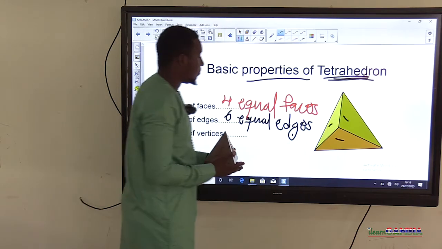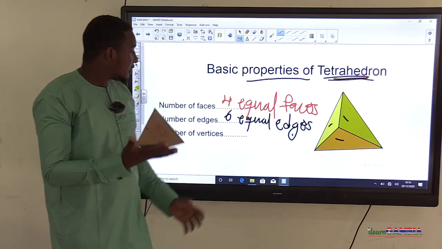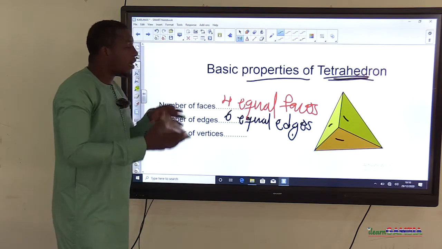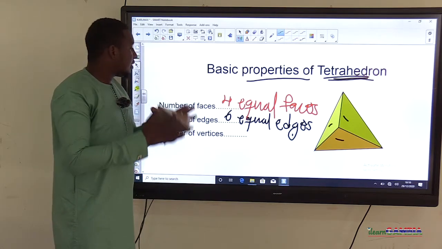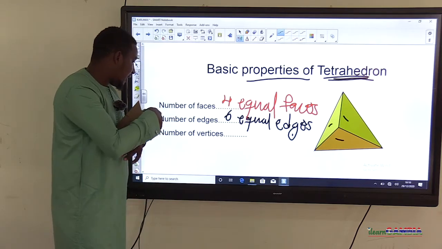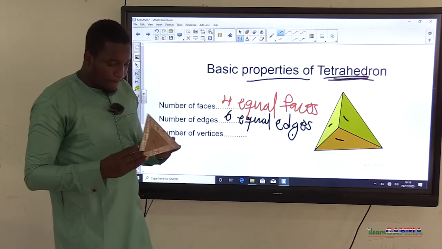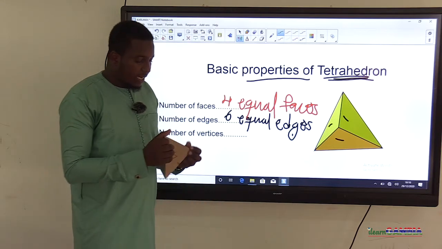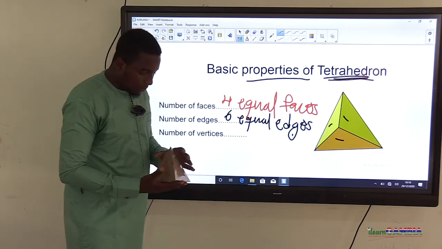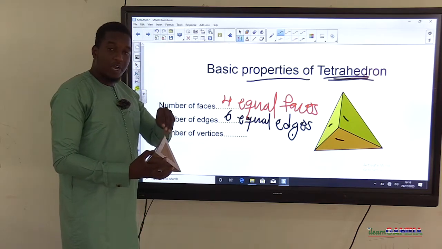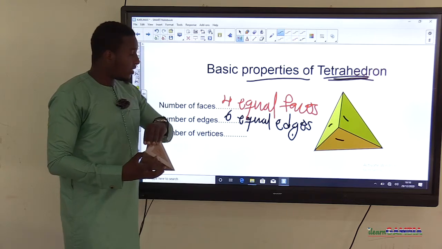Six equal edges. Tetrahedrons have 6 equal edges. They have 4 equal faces, 6 equal edges. From the edges, you move to the number of vertices that they have. Now we say a vertex is a point in a solid shape where 3 or more faces meet, or 3 or more edges meet. That is what we refer to as a vertex.